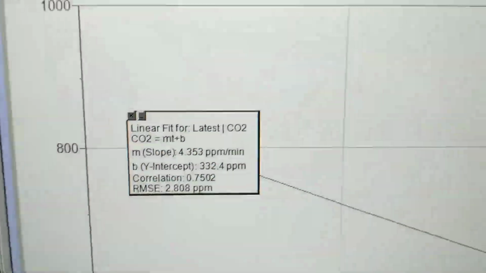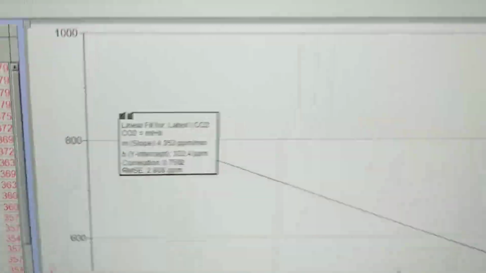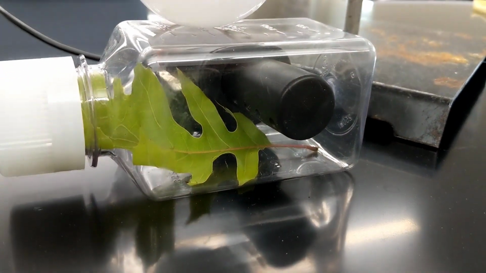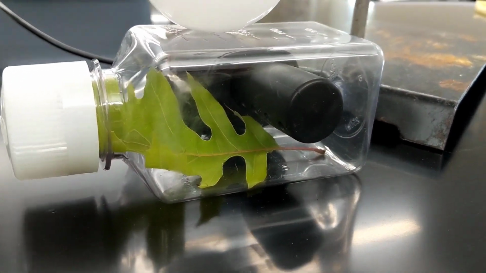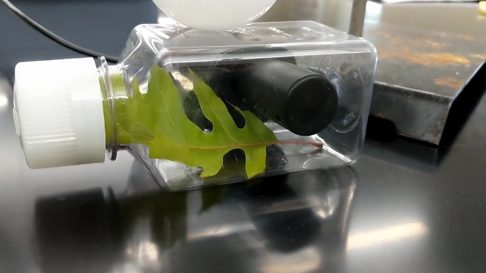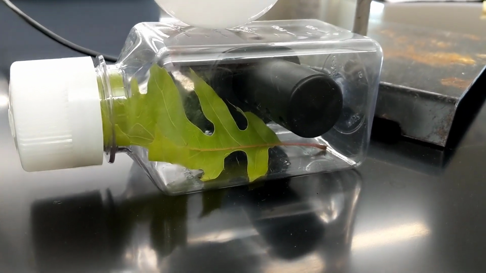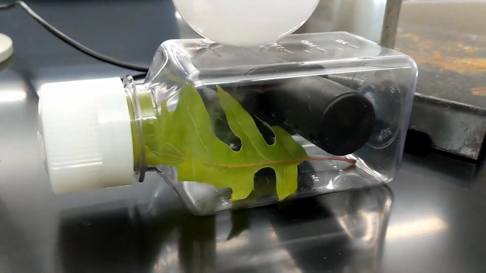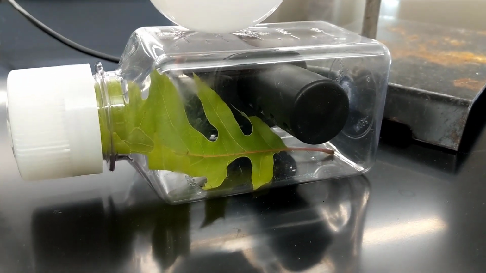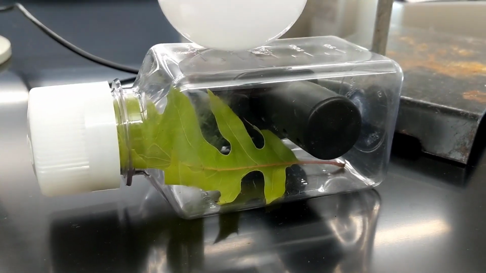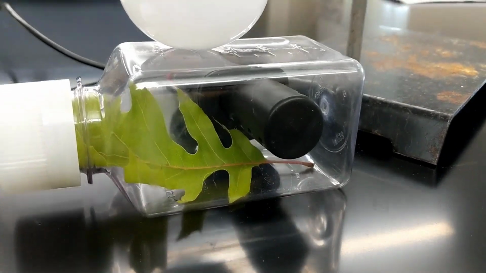So we have a positive slope. That means that this leaf was releasing carbon dioxide. So if put in darkness, it will respire. It always is respiring, but when it's photosynthesizing, it's absorbing more carbon dioxide than it's releasing. But in darkness, it cannot photosynthesize, and it respires just like you do using its mitochondria, and it releases carbon dioxide into this respiration chamber.